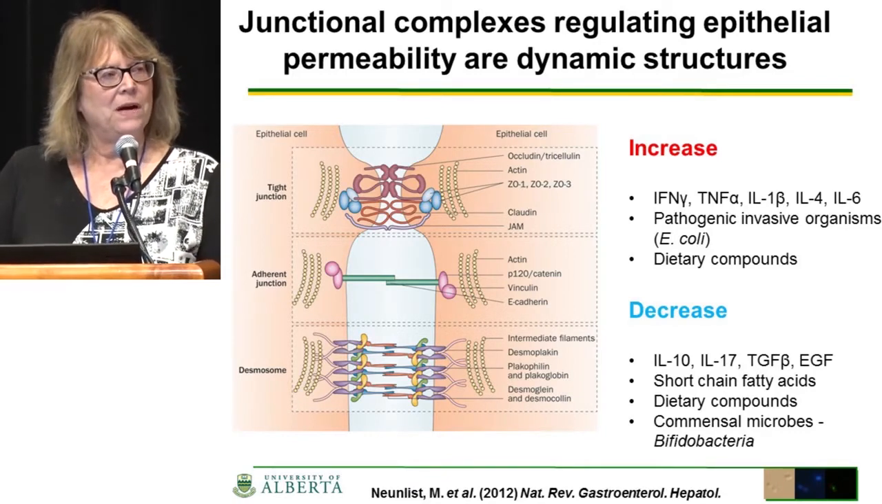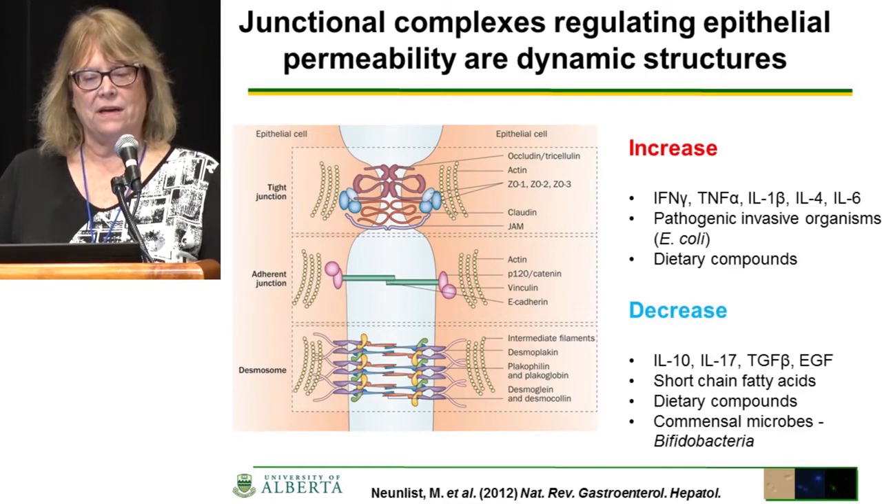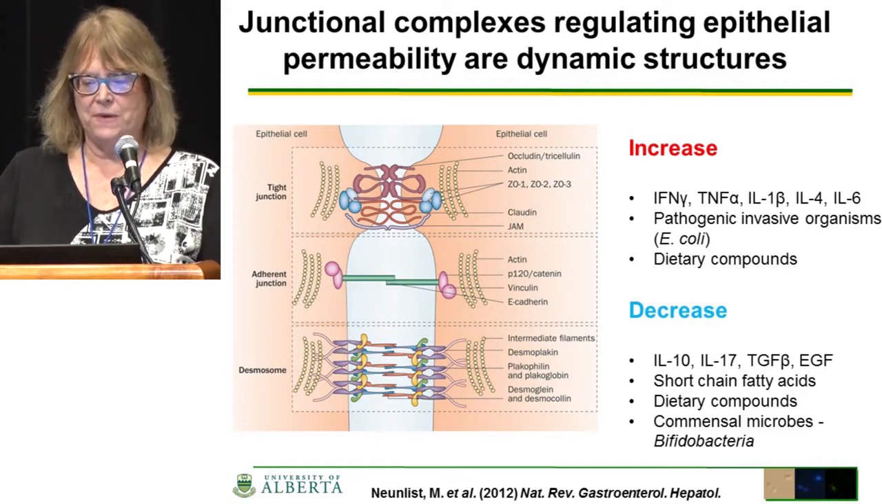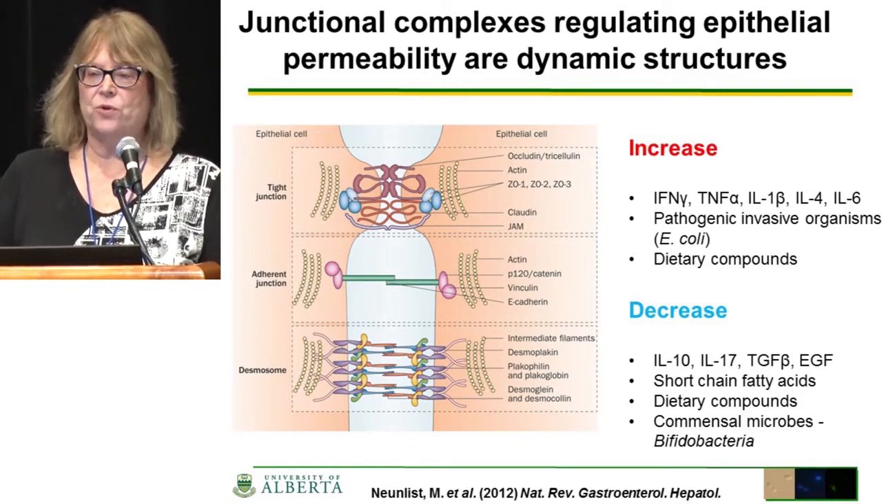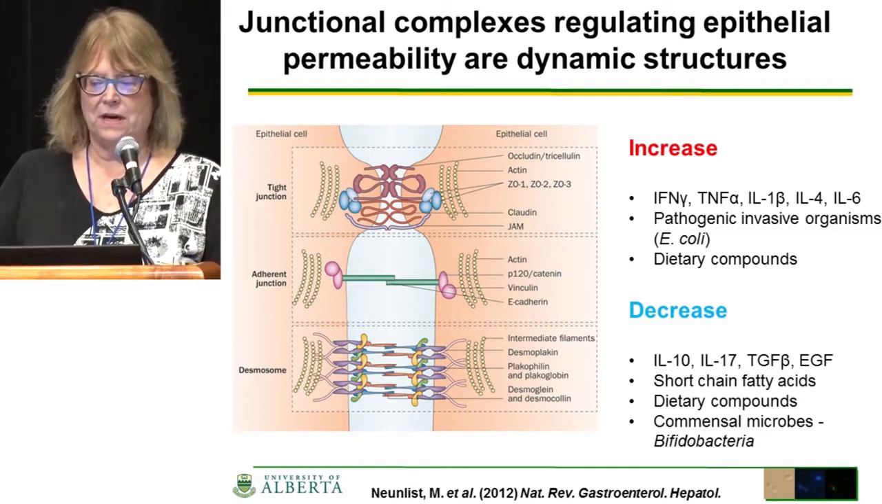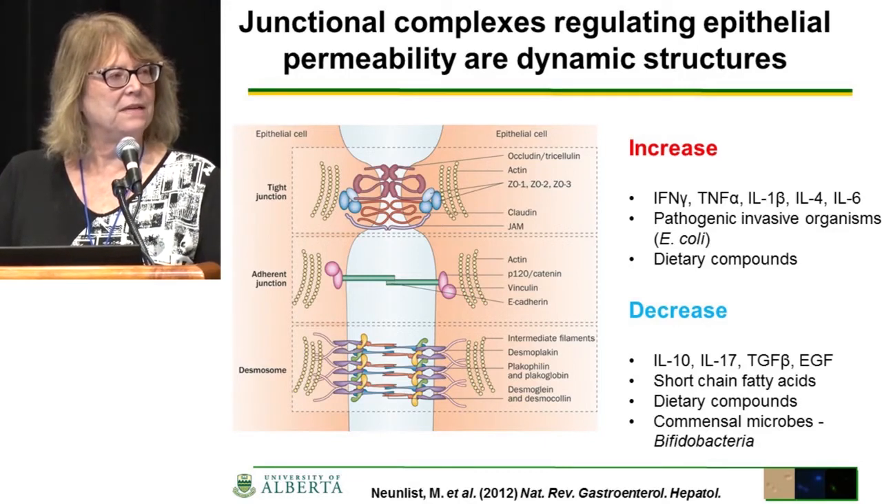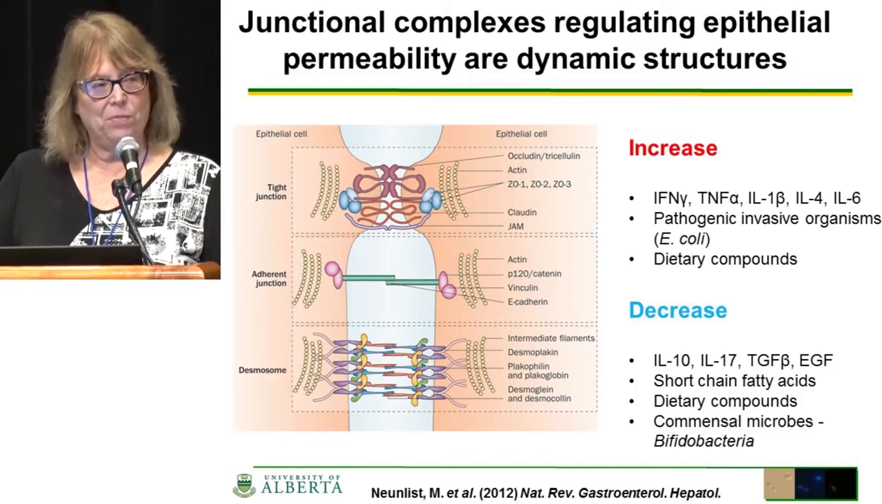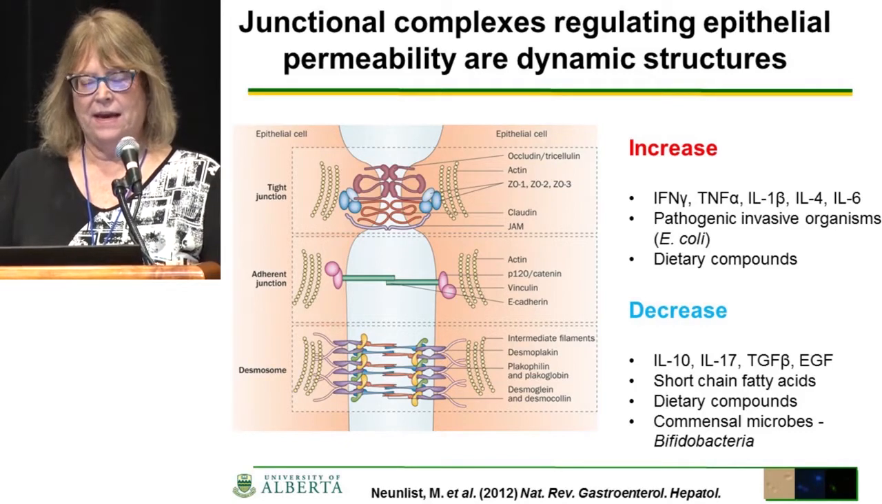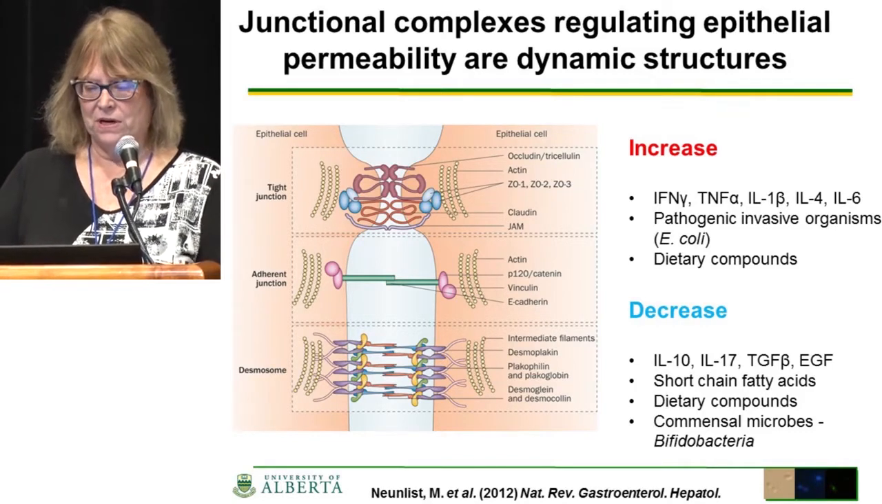Whereas a lot of compounds also decrease permeability, or the ability of compounds to actually pass through this space. So things like IL-10, TGF-beta, EGF, short-chain fatty acids, we've heard a lot about. A lot of commensal microbes release certain metabolites that alter these pathways, and again, a lot of dietary compounds.